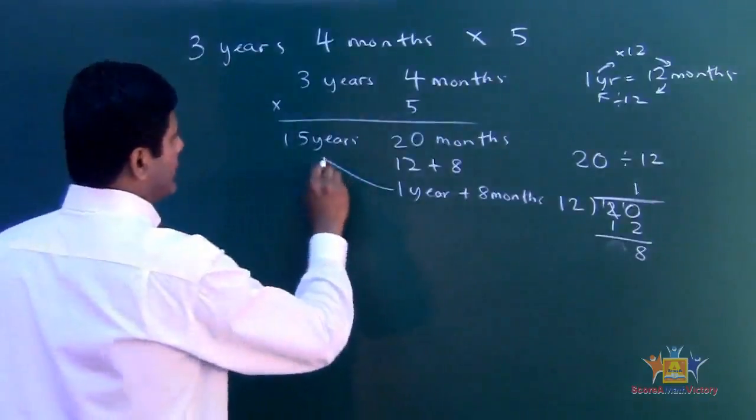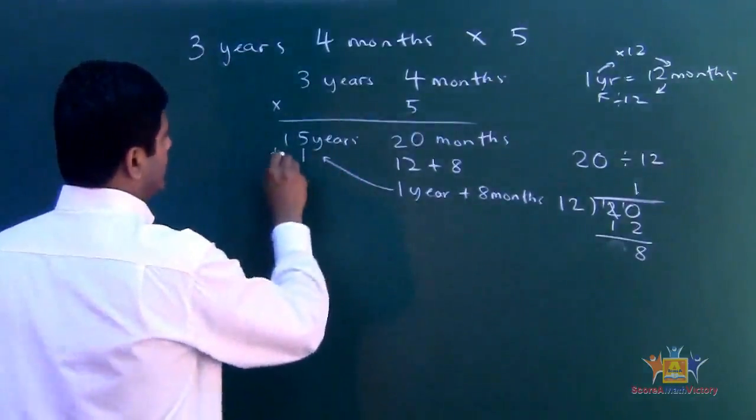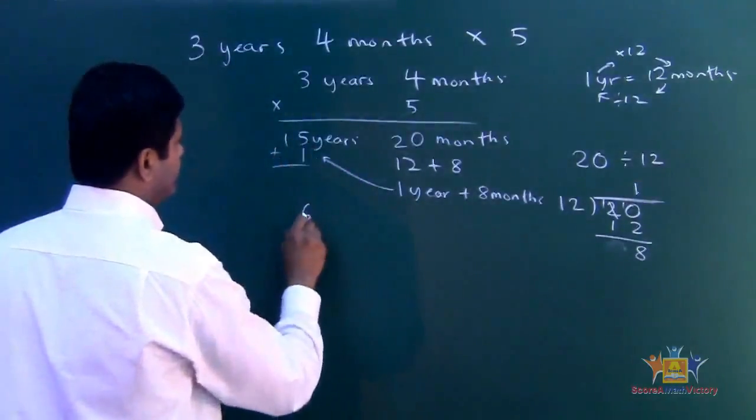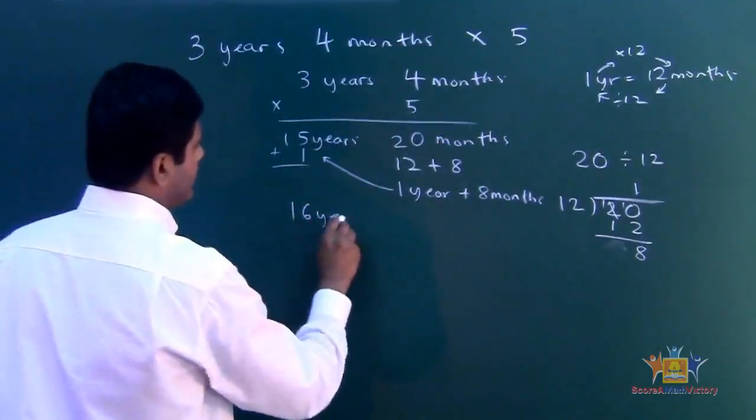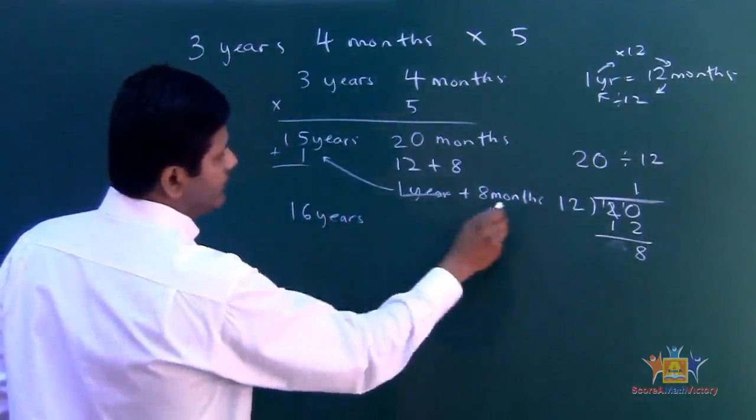Now I take that 1 year and add it to 15. See that? So that gives me 5 plus 1 is 6, and then bring the 1 down. 16 years. This is gone. Left is 8 months.